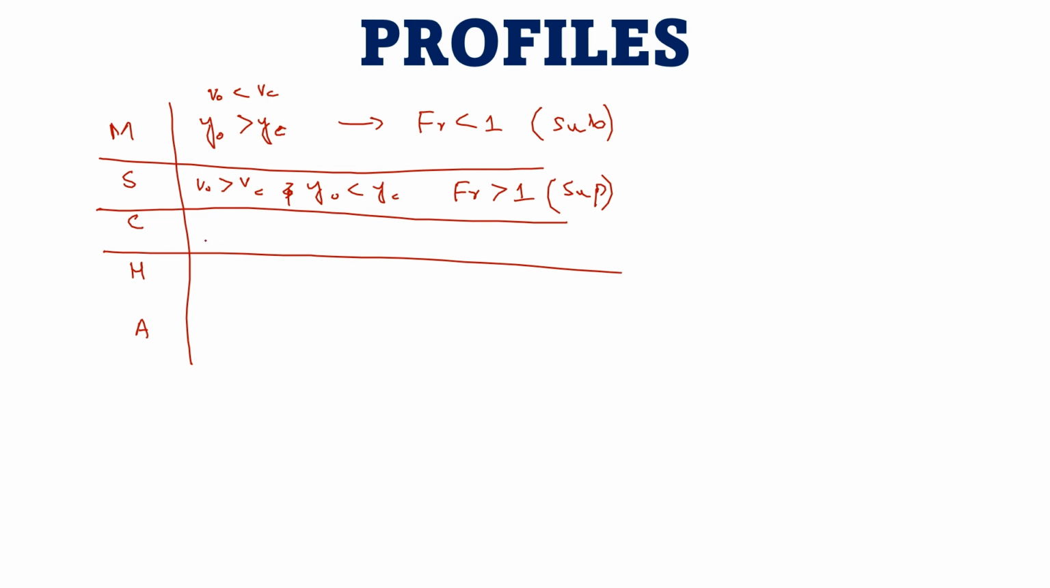For critical slope, we have velocity equal to Vc, depth equal to Yc. So Froude number will be equal to 1, and the flow will be uniform with the critical depth.